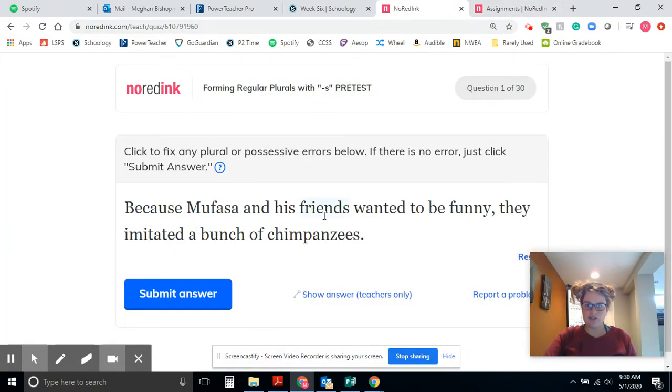So what you're going to do is look at plural and possessive errors below. And if there's no error, just click submit answer. So what we're looking at is how you make nouns plural. So, I have spoon, singular, but if I had 2, it'd be spoons. And I notice a lot of kids struggle with this because sometimes they add apostrophes when it's not necessary, and then they don't know when to add it. So just know that you're only doing it when it's for plural.